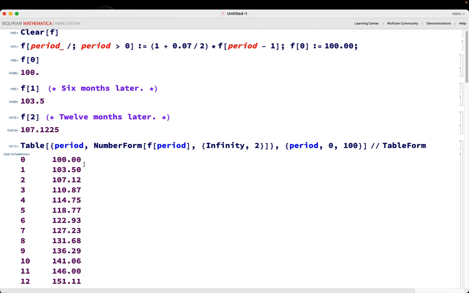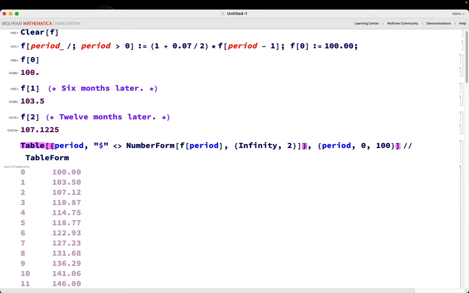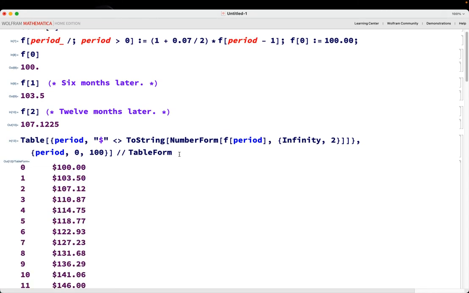Okay, so you could probably add dollar signs maybe. If you wanted to add dollar signs, let me see. You could do dollar sign and toString. Let me see what this does. There we go. Well, that looks kind of nice.